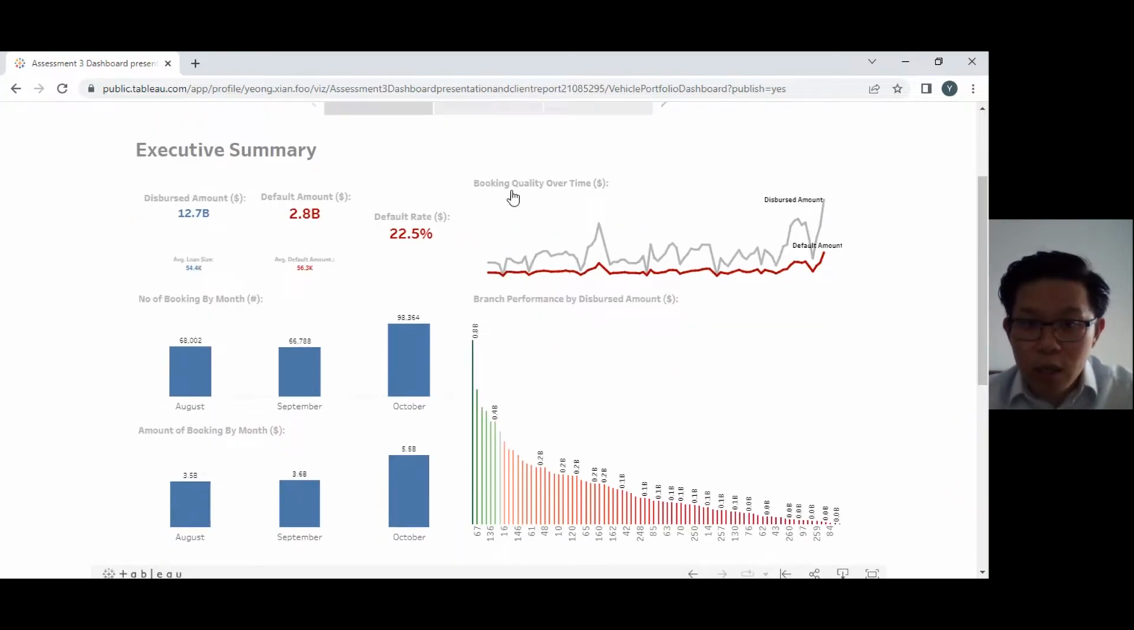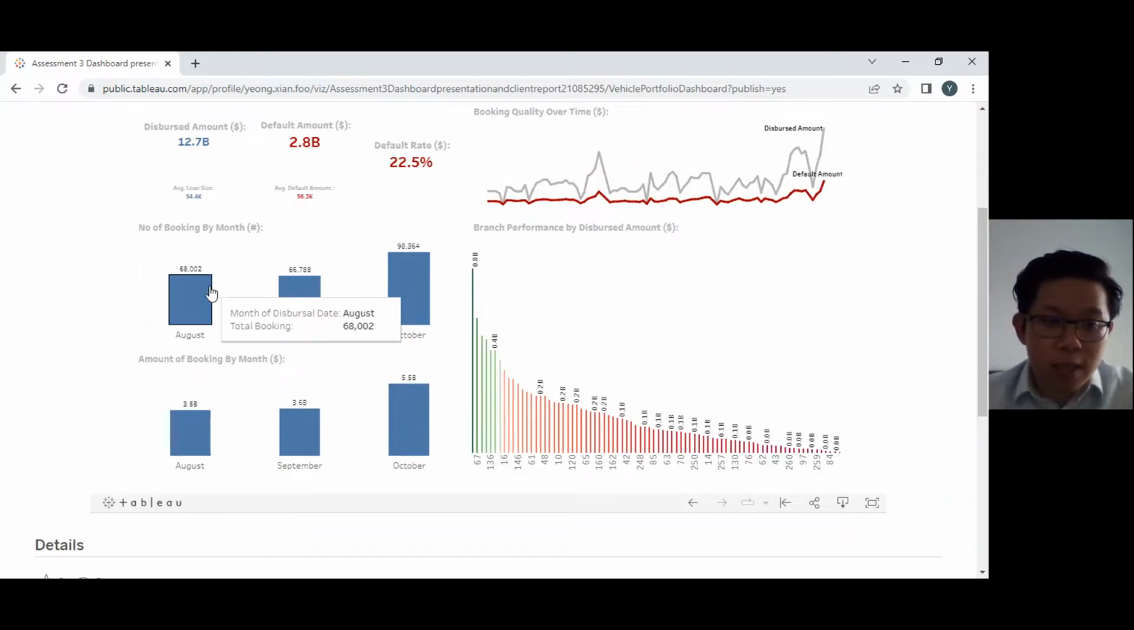And from the booking quality over time, we can see that actually the disbursed amount increased, the default amount increased. So it means that the default is not coincidental. So this should be taken seriously because the more that we disburse, the more the default amount comes in.